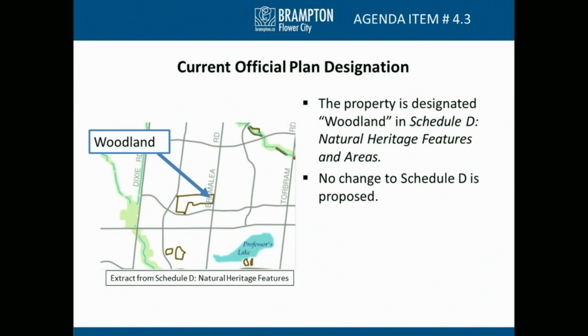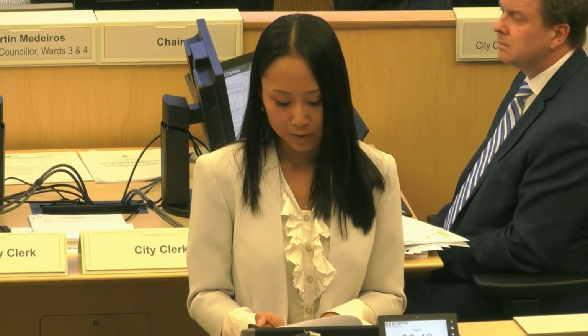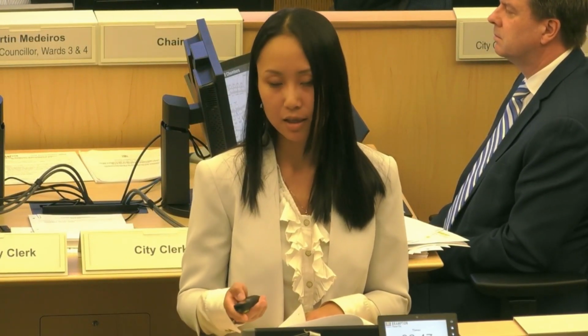So staff are evaluating the proposal's consistency with the official plan policies under Section 4.6.6, Natural Heritage System. The policies recognize the importance of the natural heritage system and require the protection, enhancement, and restoration of the natural heritage features within the city.